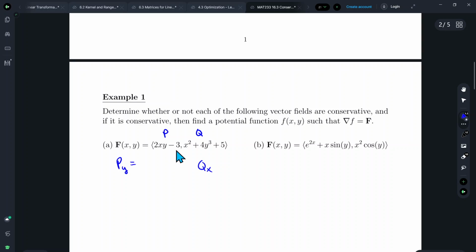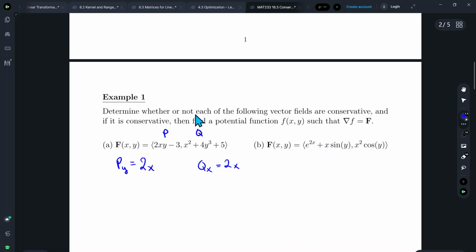Right, so the partial of P with respect to Y. Here we're thinking of X as being constant, so this is just 2X. And then the minus 3 is a constant term, so the derivative makes it go away. Okay, so the partial of P with respect to Y is just 2X. Now the partial of Q with respect to X, so the derivative of X squared is just 2X. We're thinking of Y as being constant, so the derivative of this term is 0. And then again, this is just a constant term, so the derivative of this is equal to 0.